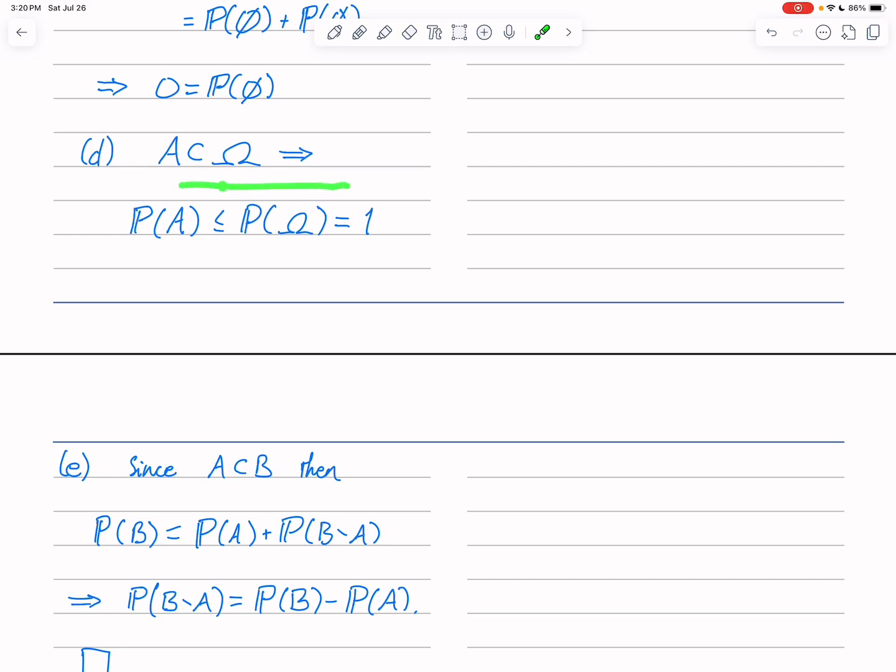Well, from part A, we get that therefore the probability of A must be less than or equal to the probability of omega. And we know that the probability of omega is equal to 1 by what was the second axiom. And so there you have it. This is a chain of an inequality and an equation. So this proves what we wanted to prove. It shows that the probability of A is less than or equal to 1.